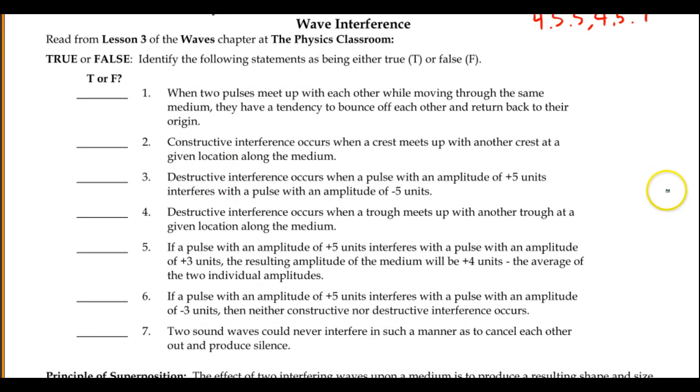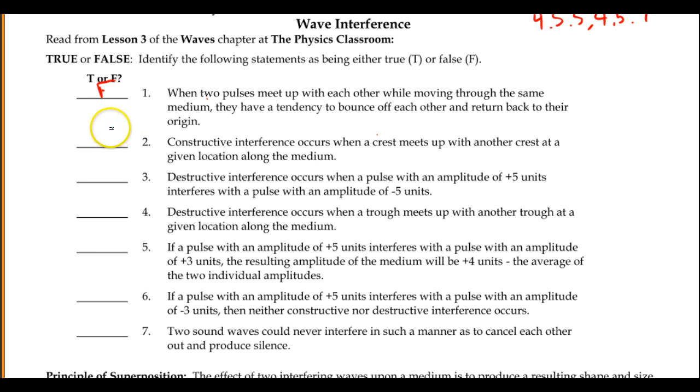When two pulses meet up with each other while moving through the same medium, they have a tendency to bounce off each other. That's definitely false. Think about that. If it was true, then every time you tried to look at somebody else, your waves would bounce off of theirs and come back to you. You'd only see yourself.